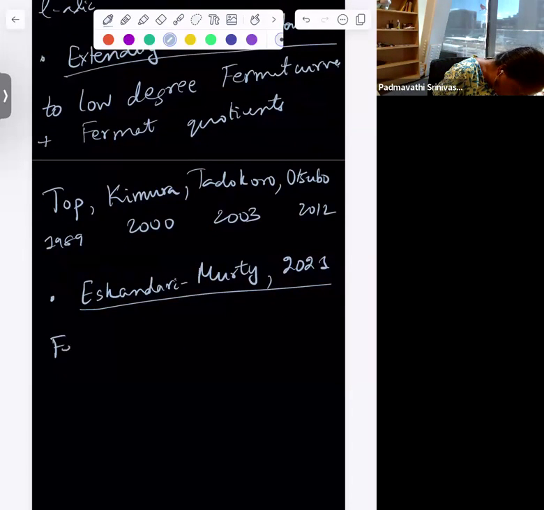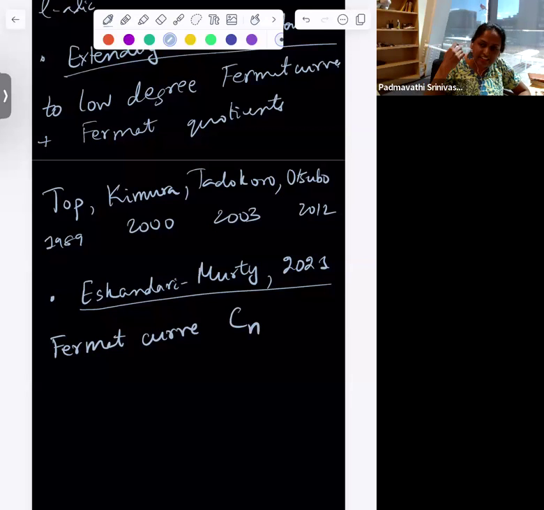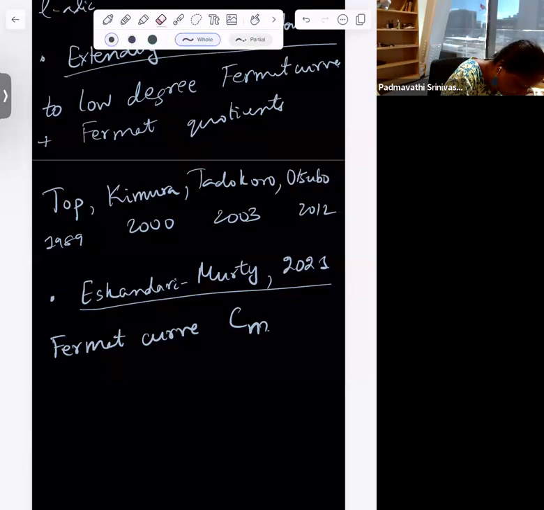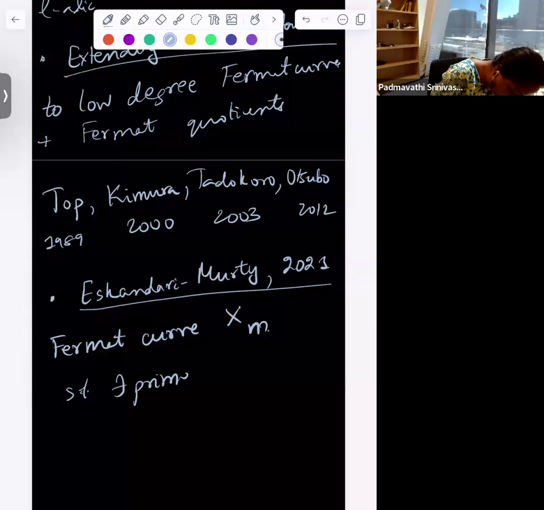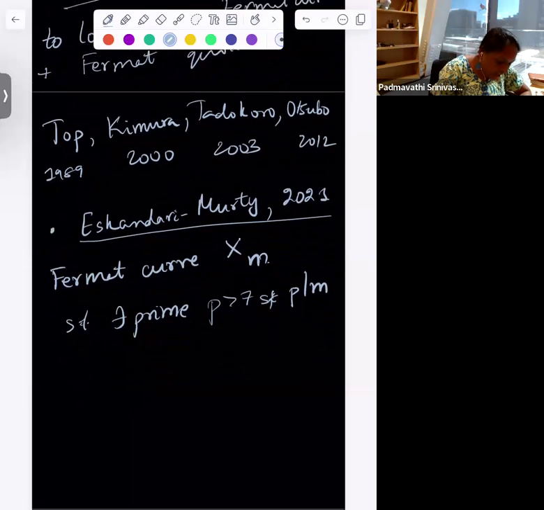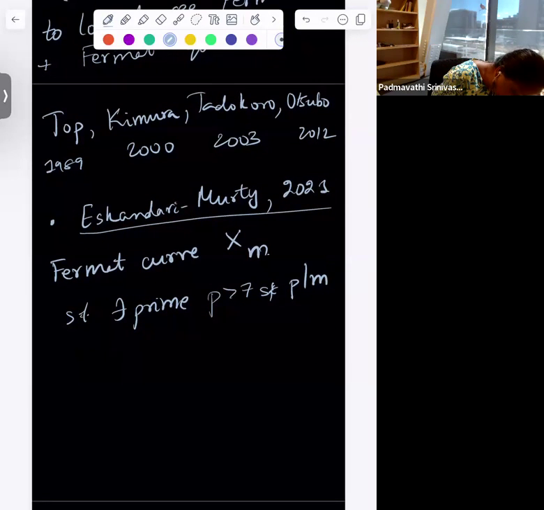So they studied Fermat curves again. There's one for every degree, every integer n: x to the n plus y to the n equals z to the n. But I'm going to assume, let's call it X sub m, such that there's a prime bigger than 7 dividing this m. All right. And what Eskandari and Murthy show is that for this whole family of curves, the Ceresa cycle is not rationally trivial.